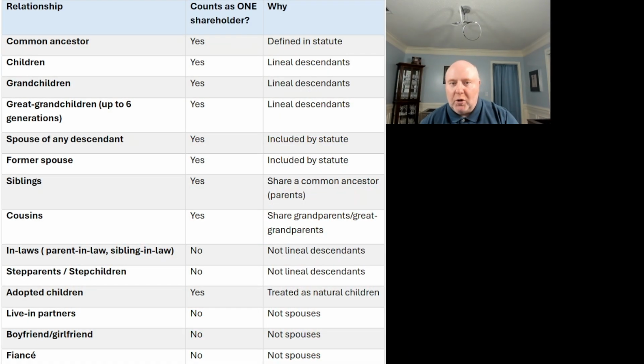I previously alluded to the fact that you can only have 100 shareholders within an S corporation. So we have a flat ceiling of 100 shareholders. However, that is kind of flexible, because we have this family rule that treats certain family members as one family member for the purpose of the 100 shareholder limit. So if you're within 6 generations and you're a descendant from your ancestors in those 6 generations, then you're going to be counted as one shareholder.